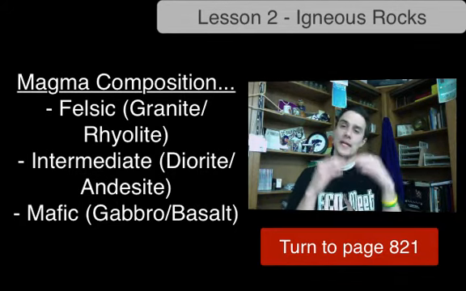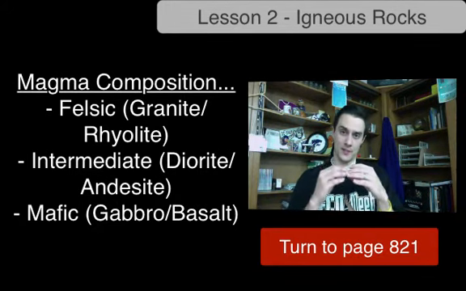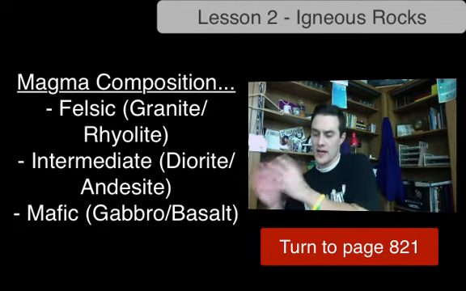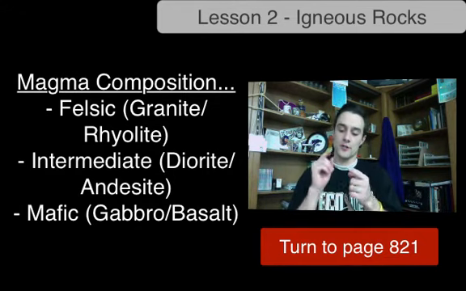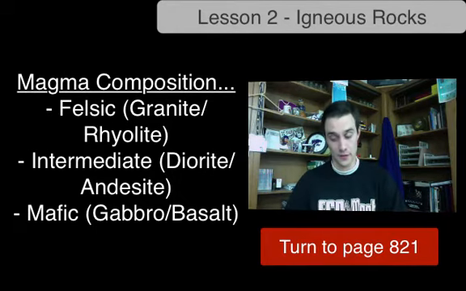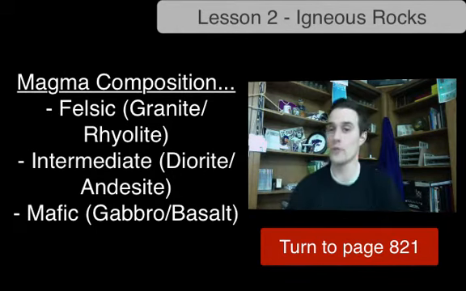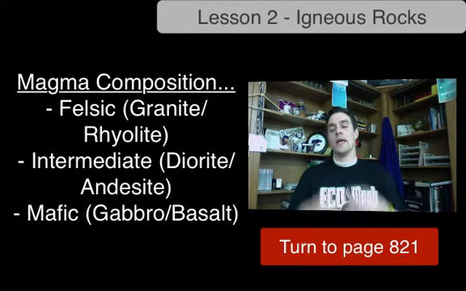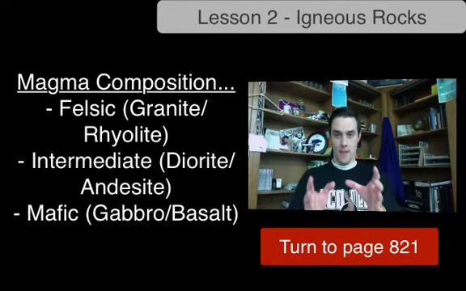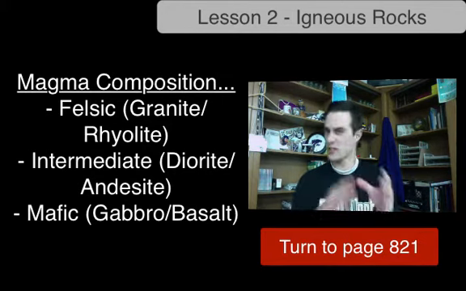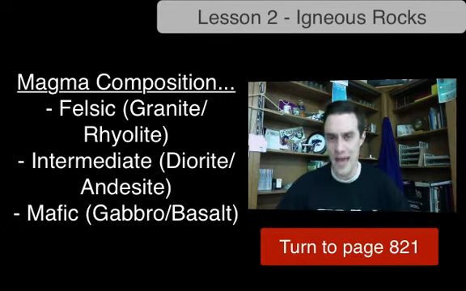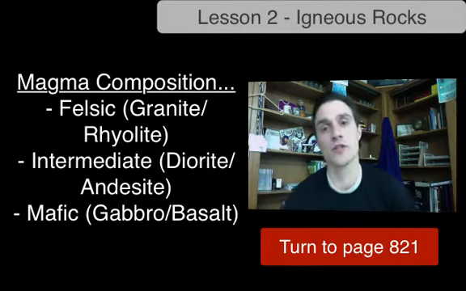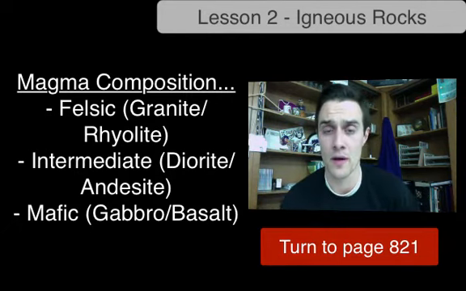If you've got an intermediate magma composition, so something that's kind of felsic, kind of mafic, contains some silica but not a lot, you get yourselves diorite if it forms beneath the surface, and andesite if it forms above the surface. We're going to identify each one of those in class. Okay? If you've got a mafic magma, so it's very, very runny, doesn't contain a lot of silica, if it cools underneath the surface, you're going to get yourself gabbro, and above the surface, you're going to get yourself what we call basalt. All right?